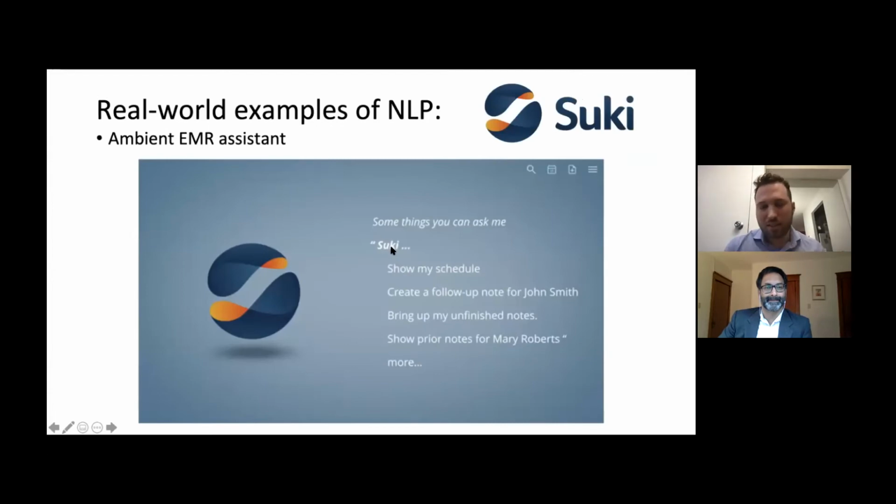Okay, as Andrew alluded to earlier, I'm the CEO of a very early stage pre-commercial startup where I'm trying to lead the development of what's called an ambient EMR assistant. What that means is facilitating assistance with clinical documentation for physicians and use of their EMRs through AI-based tools that leverage natural language processing. I'm going to first present our direct competitors. This is Suki, a well-known tool in the US, becoming very popular. As you can see here, you can ask Suki to show my schedule, create a follow-up note for a specific patient, etc.